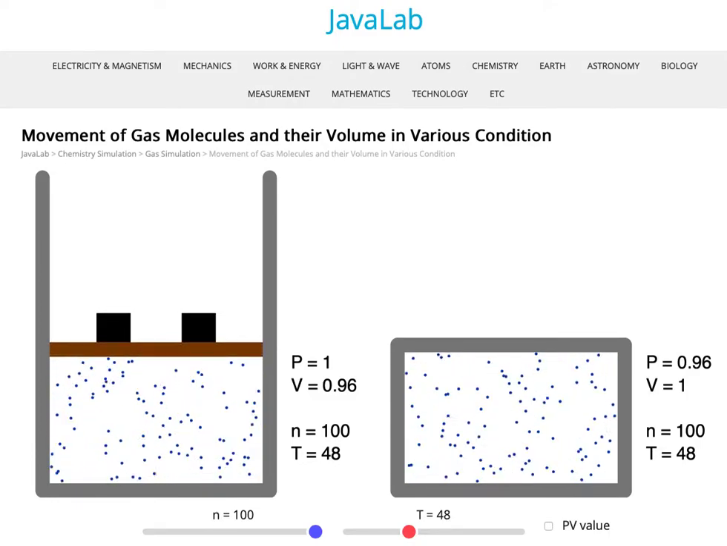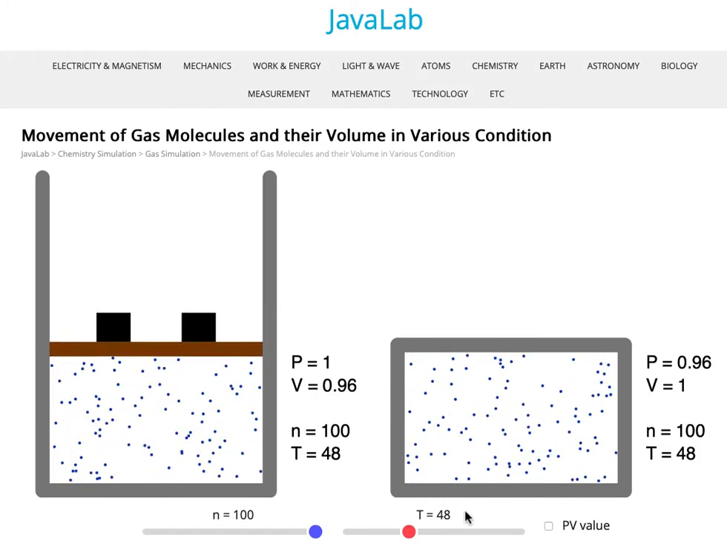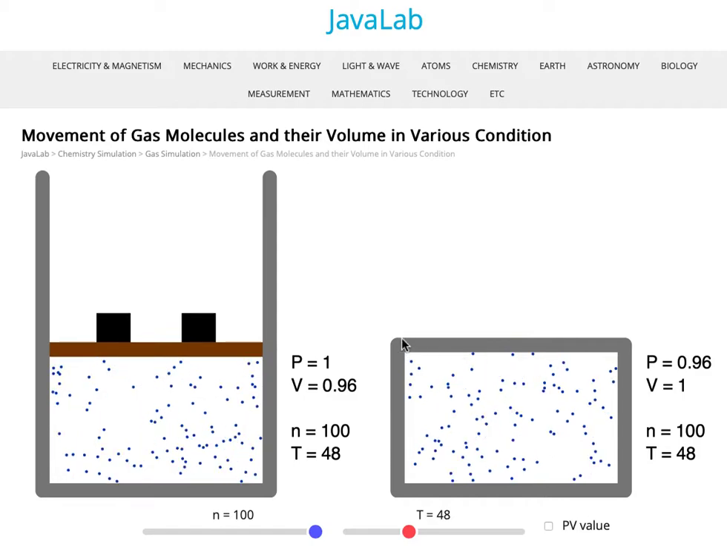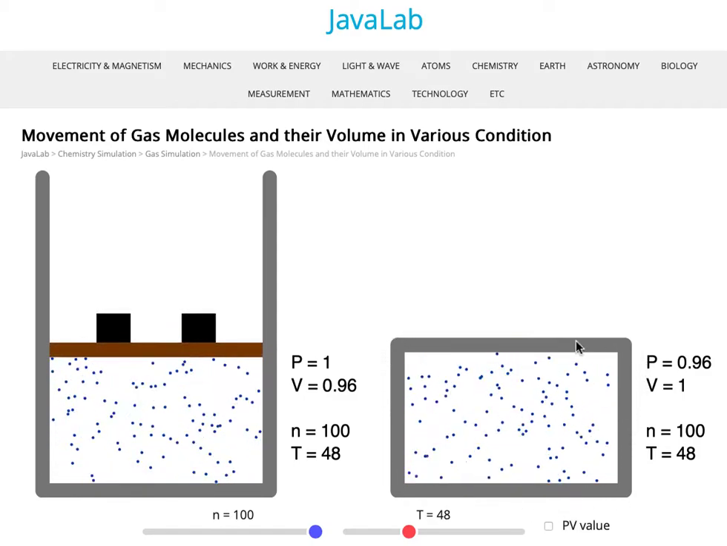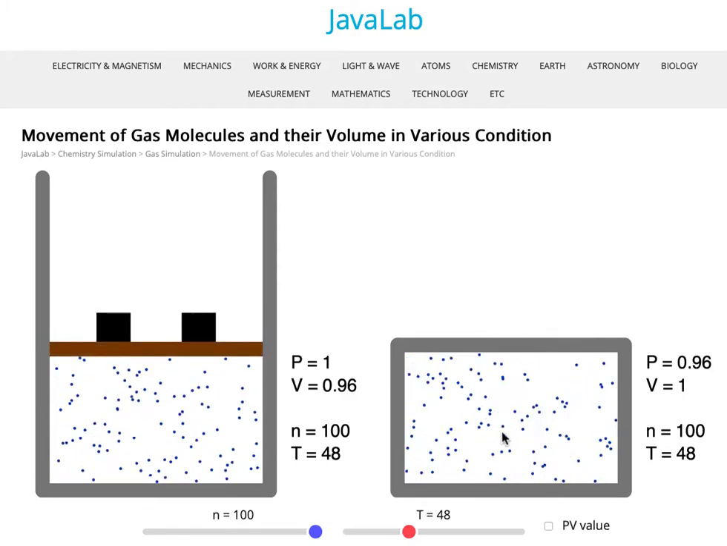This simulation is going to help us to understand how pressure, temperature, and volume are related. So we have two different cases here. In the case on the right, you have a gas tank, so the volume here doesn't change. And then you have, let's say, air inside this gas tank.